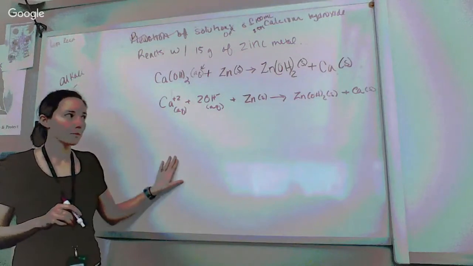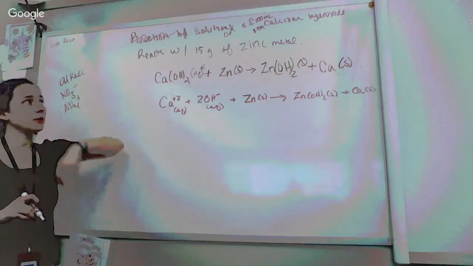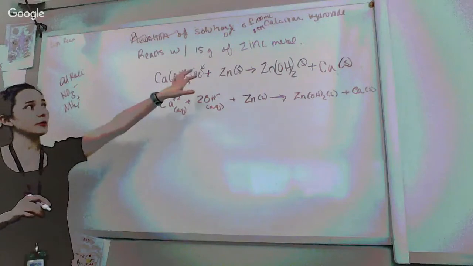Okay. So here's my equation. Now, if I wanted to do limiting reactants, I would take my information that I was given.